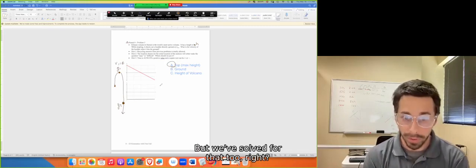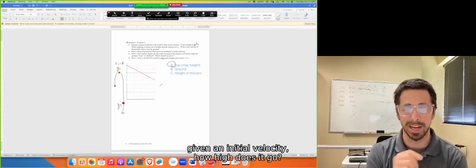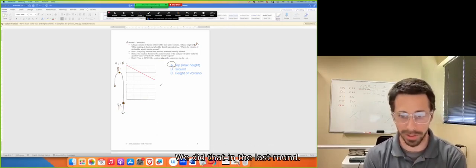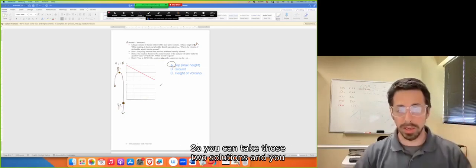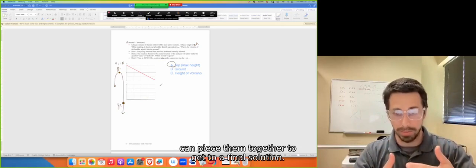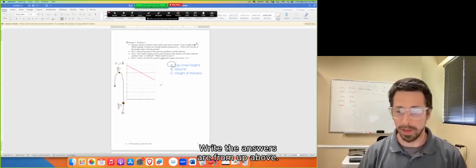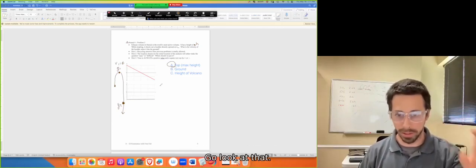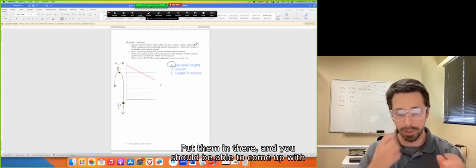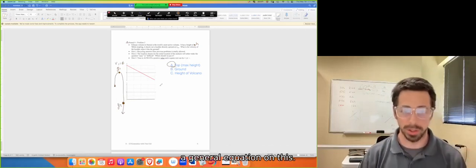But we've solved for that too, right? We've solved for that already given an initial velocity. How high does it go? We did that in the last round. So you can take those two solutions and you can piece them together to get to a final solution, right? The answers are from up above. You should have them in your papers, right? Go look at that. What's your velocity? What's your height? Put them in there and you should be able to come up with a general equation on this, right?